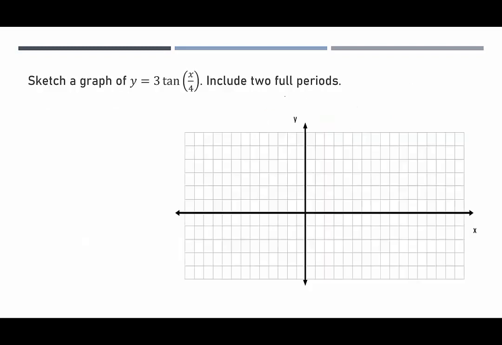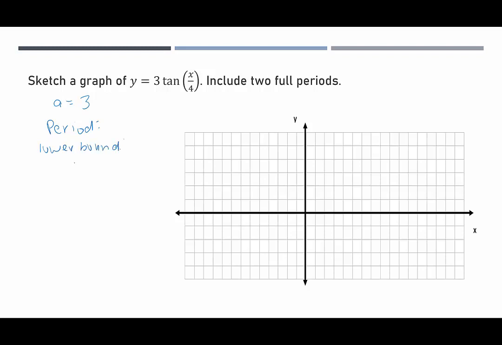First, we're going to sketch a graph of y equals 3 times tangent of x over 4, and we want to include 2 full periods. So the 3 indicates to me that we're going to have an amplitude of 3. So whereas normally the y values are 1 and negative 1 or negative 1 and 1, here we're going to see them be negative 3 and 3. The other thing we want to do is figure out the period. To figure out the period, the lower bound, remember how we do that? This is for tangent.